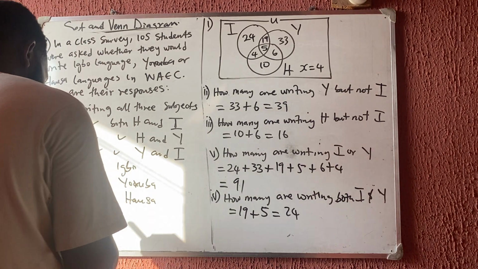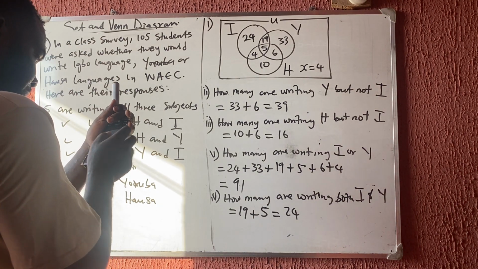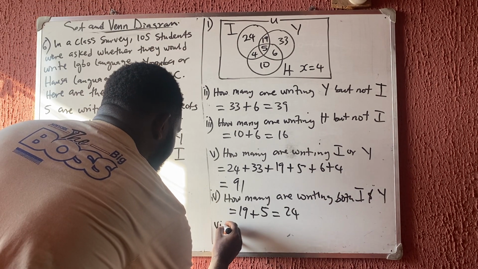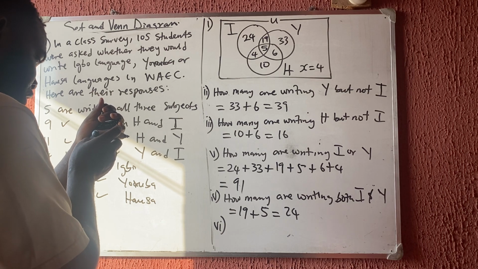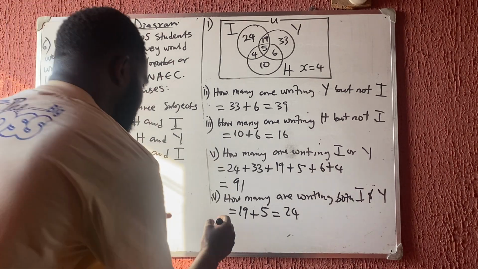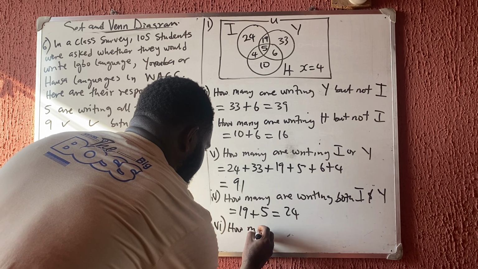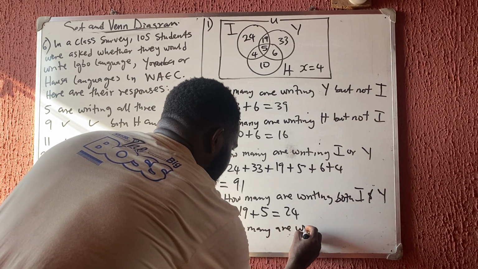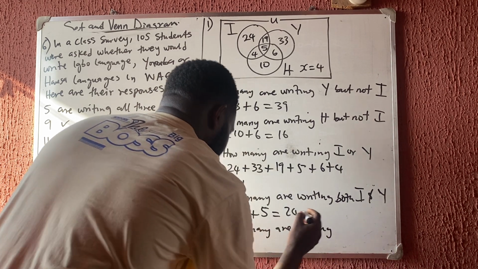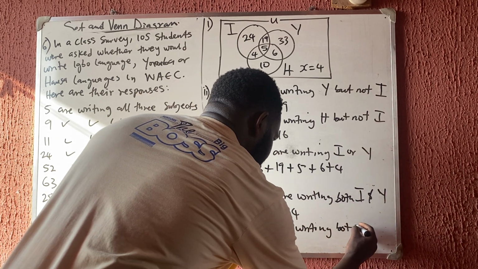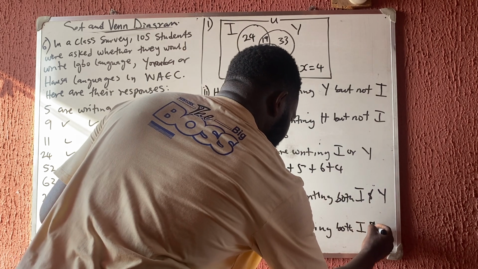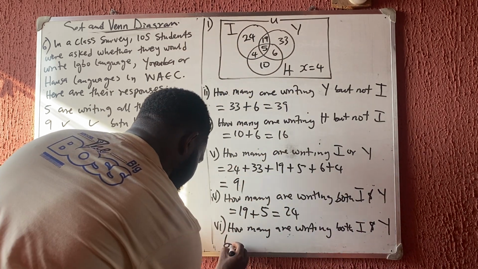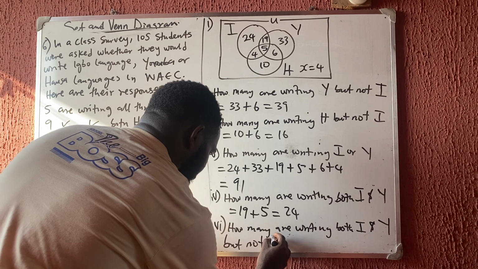So know the difference between that. So the next question, that was the last question, VI. VI said, how many are writing both Igbo and Yoruba but not Hausa?